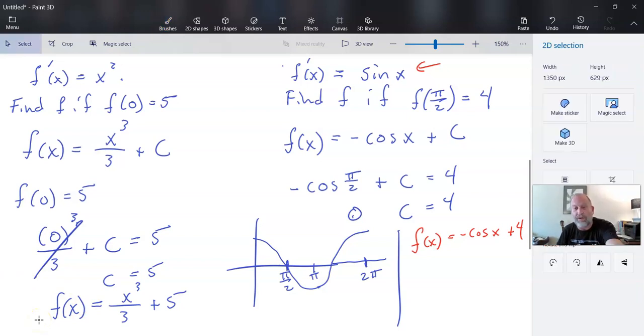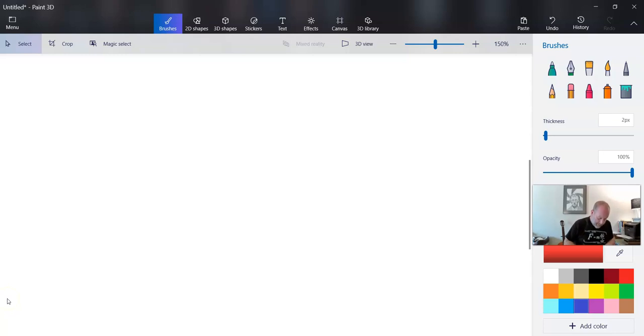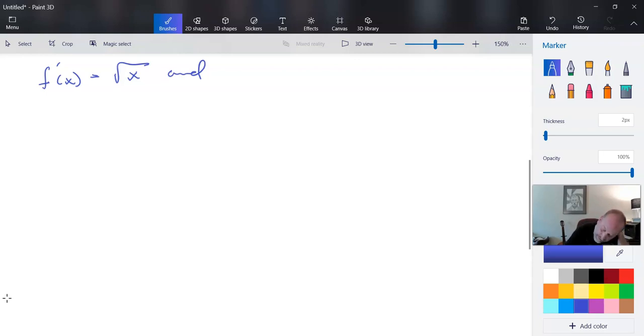Okay, so I want to look at one more here. Let's see if you can walk through this one on your own. So let's say we have f prime of x is equal to the square root of x, and let's say f of 4 is equal to 2.